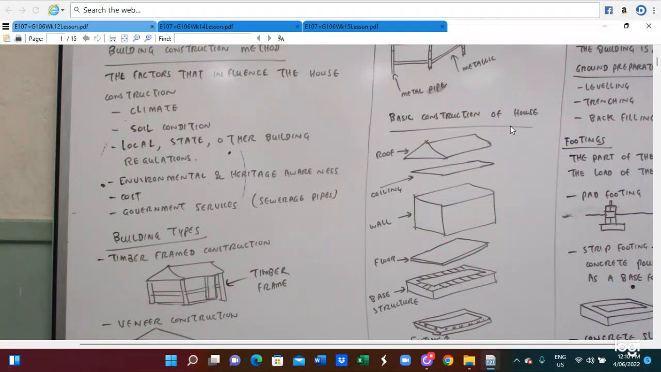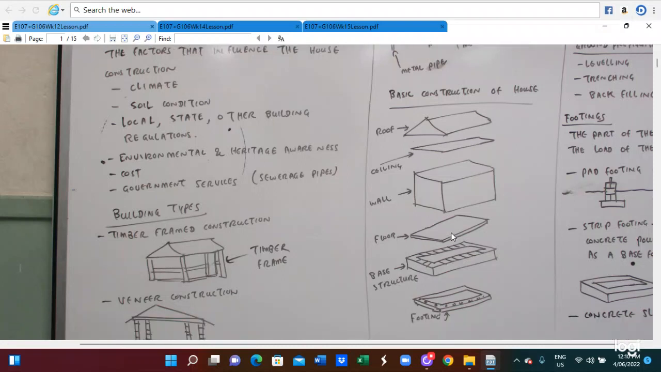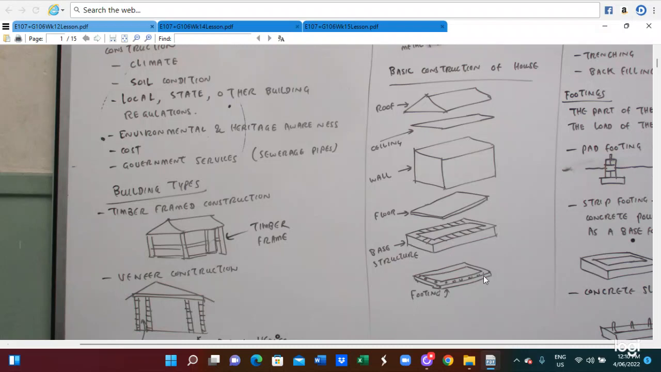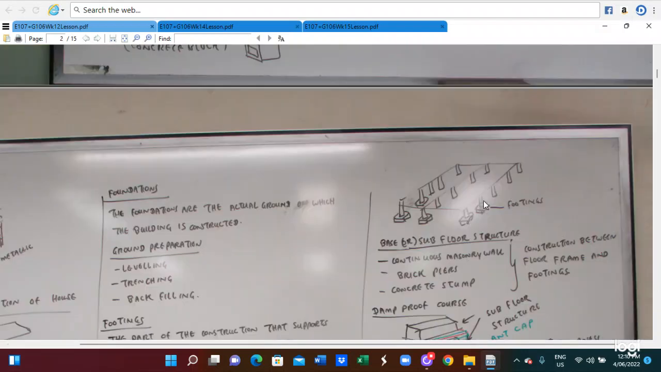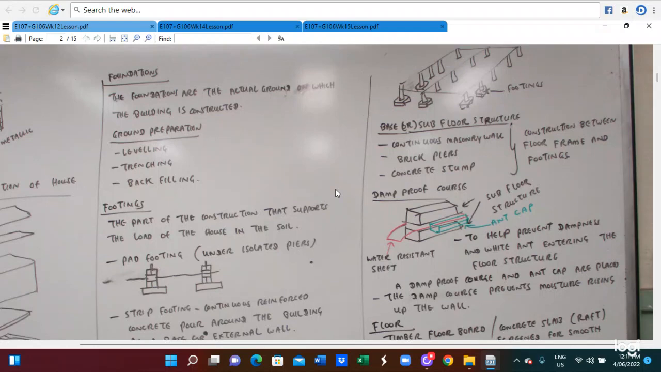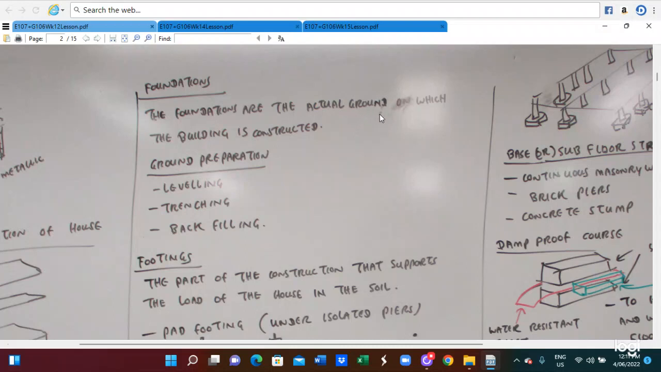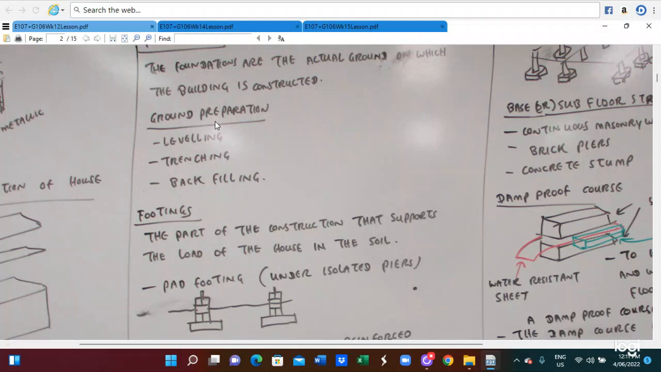This is the construction of the house. This is the roof, ceiling, wall, floor, and base structure, and the flooring. Those are the components of the building. When we are doing the components, firstly we do the foundation. The foundation is the actual ground on which the building is constructed. So that will be the ground preparation.